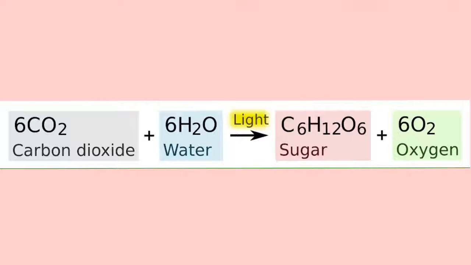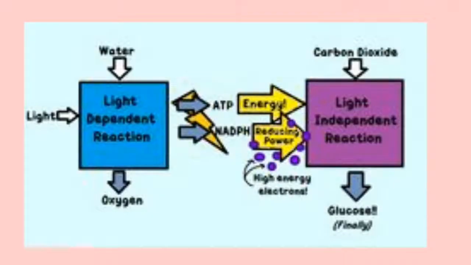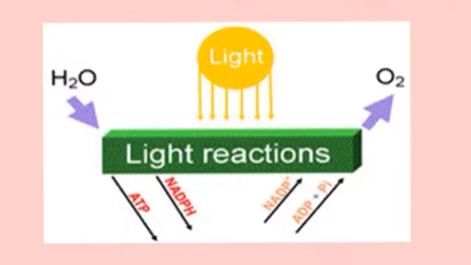Now I'm going to talk about light-dependent reaction. Light-dependent reaction takes place in thylakoids. Light goes into the light-dependent reaction. Water gets split so oxygen goes out for us to breathe. The products of light-dependent reaction are ATP and NADPH.